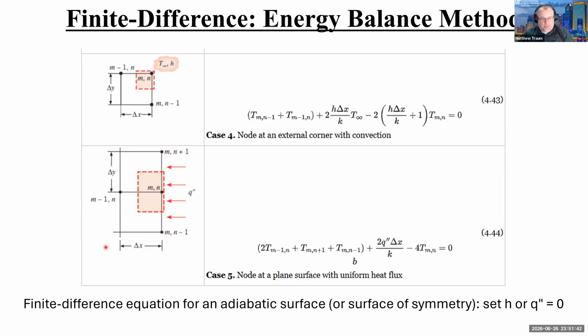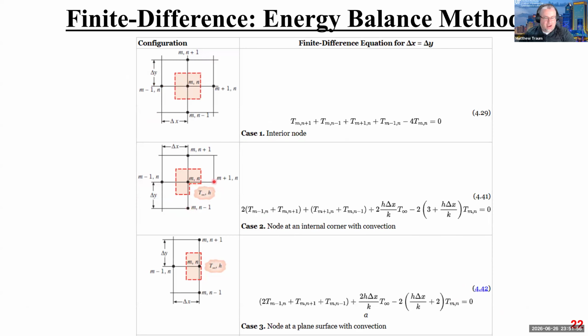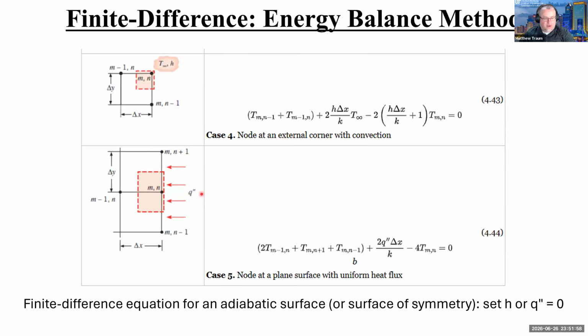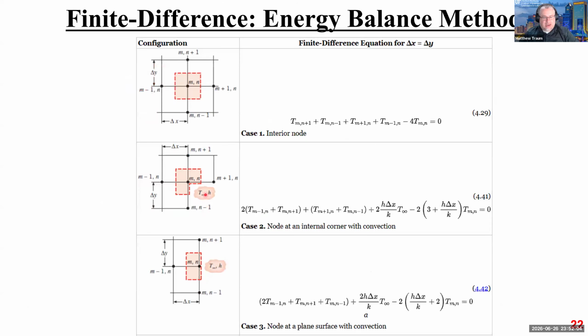And then I just say here, the finite difference equation for an adiabatic surface or surface symmetry can be achieved by setting h or q double prime equal to 0, right? So if you have an adiabatic surface here, instead of a forced convection heat transfer coefficient, you just set h equal to 0. There's no heat transfer across that surface because presumably it's insulated. And this equation will still work for you to get the correct T m,n for that particular node if it's now sitting in a corner that's insulated instead of exposed to forced or natural convection.